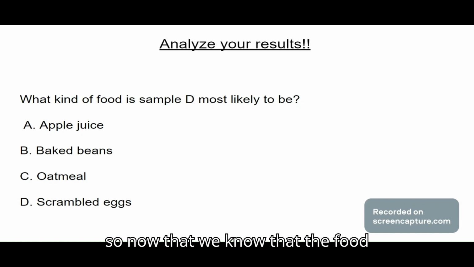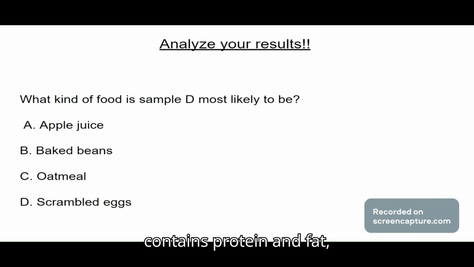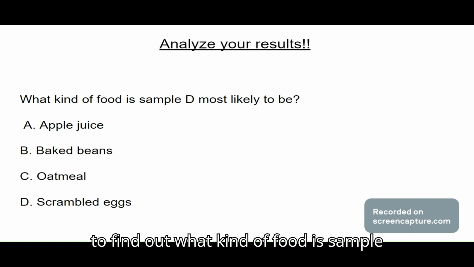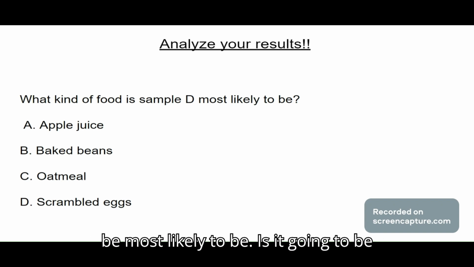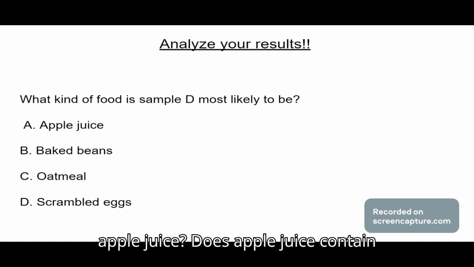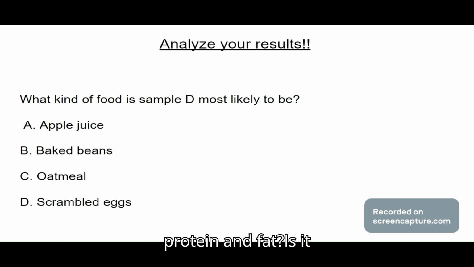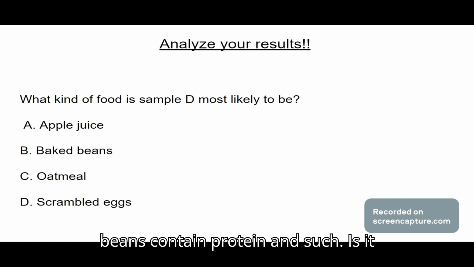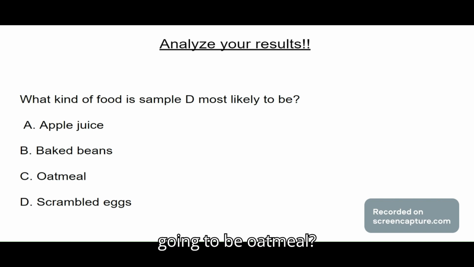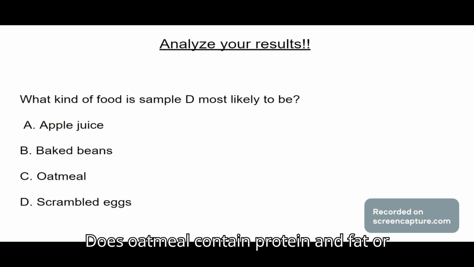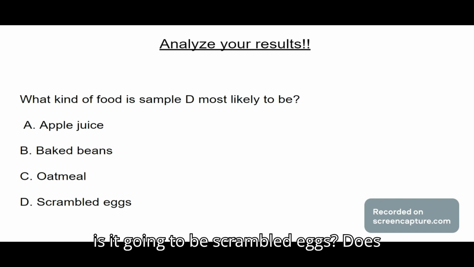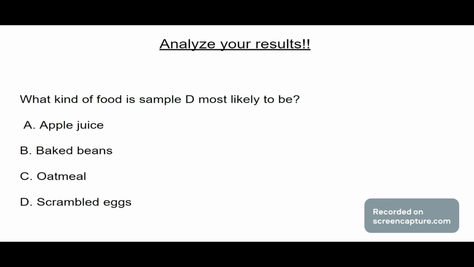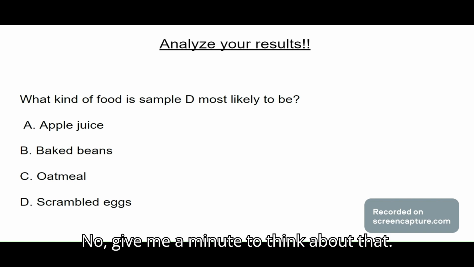So now that we know that the food contains protein and fat, let's look at our list here. We want to find out what kind of food sample D is most likely to be. Is it going to be apple juice? Does apple juice contain protein and fat? Is it going to be baked beans? Does baked beans contain protein and fat? Is it going to be oatmeal? Does oatmeal contain protein and fat? Or is it going to be scrambled eggs? Does scrambled eggs contain protein and fat? I'm giving you a minute to think about that.